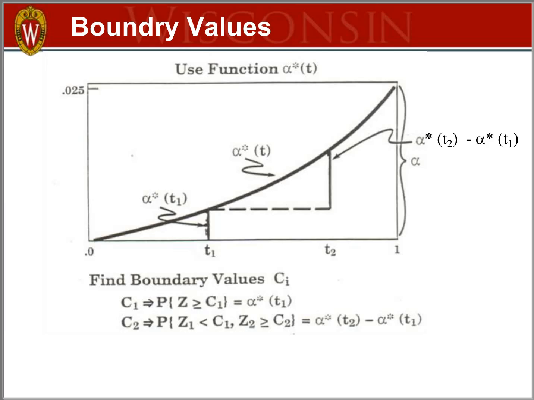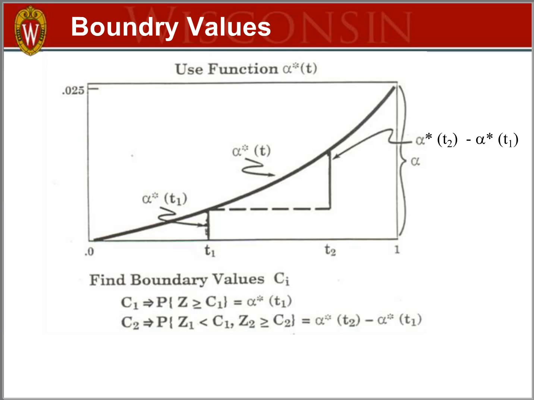If I extrapolate upward and hit the boundary for alpha star of t1, that will tell me what the critical value should be at that point in time. Formulas below suggest how I get that first value, c sub 1. The details are not directly computed, but require a sophisticated software package, which you can get from my website, or there are commercial packages available.